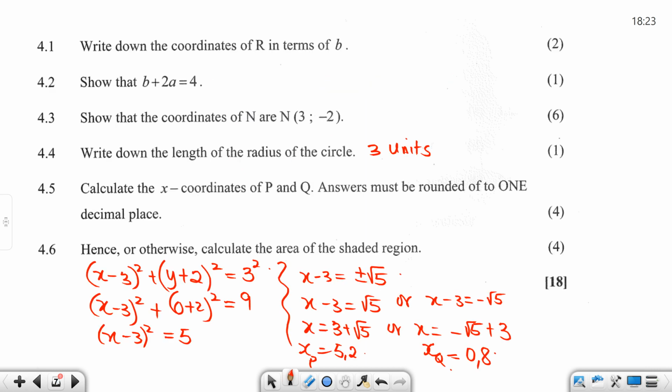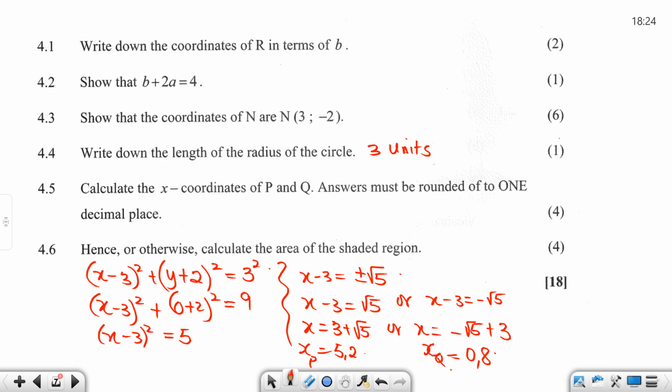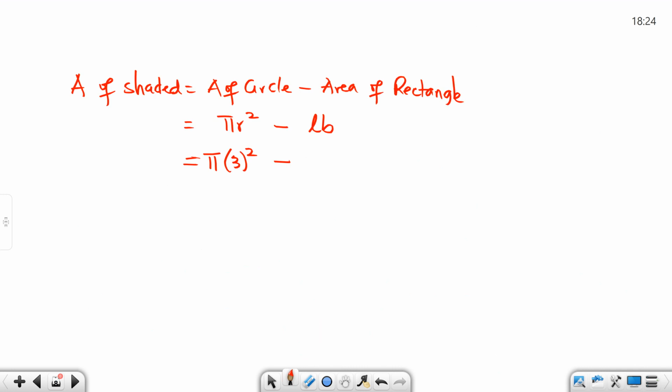Minus. Now, what is the length here? Okay. We need this, right? And then we need that. How do we get this? Can we just subtract the values? What's our P? 5,2 minus 0,8. Do you understand why we're subtracting, guys? We're looking for the distance between that. What would that be? 4,4.